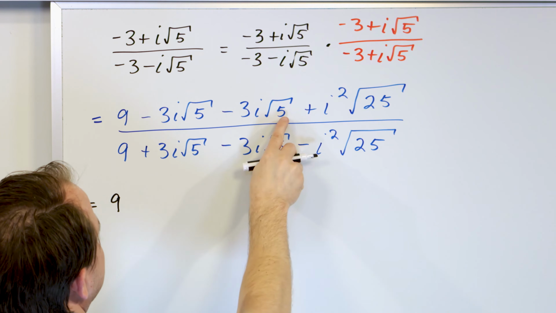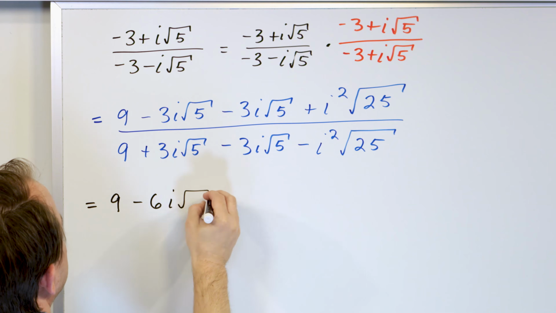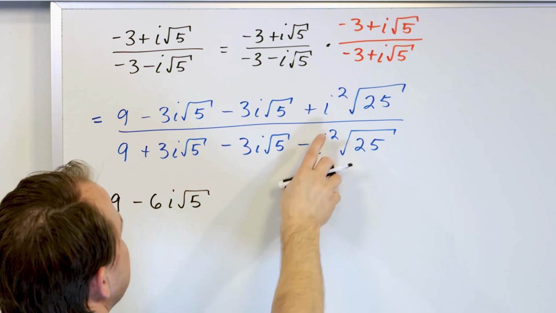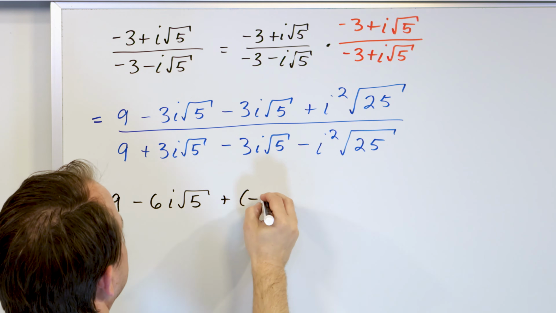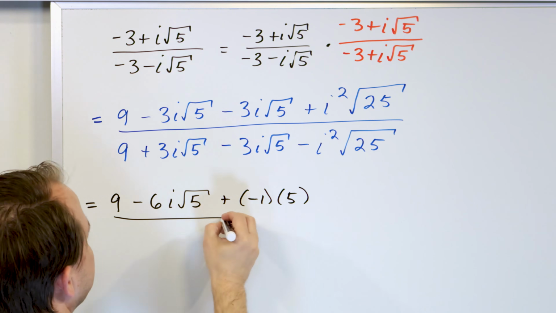This is a like term with this. It's -3 minus 3, so it's -6I root 5. They're like terms. Then this becomes a -1, so write it as -1. The square root of 25 becomes a 5. We'll handle the simplification in the next step.